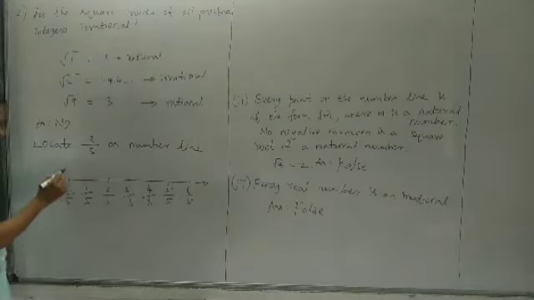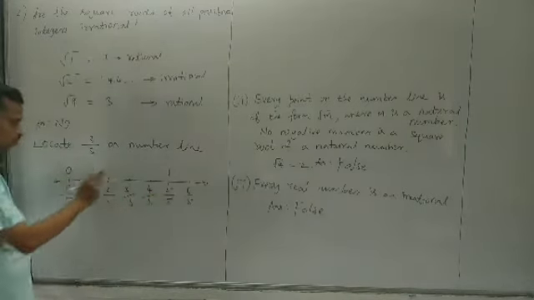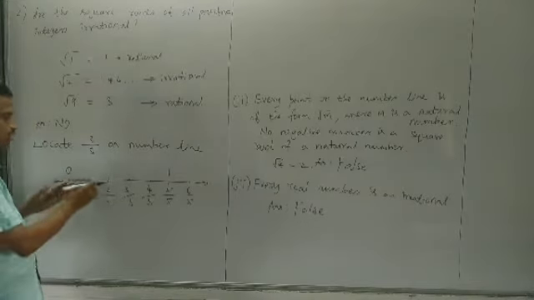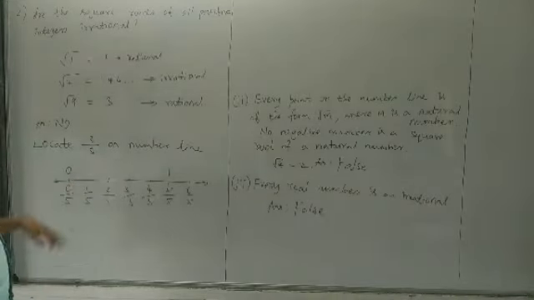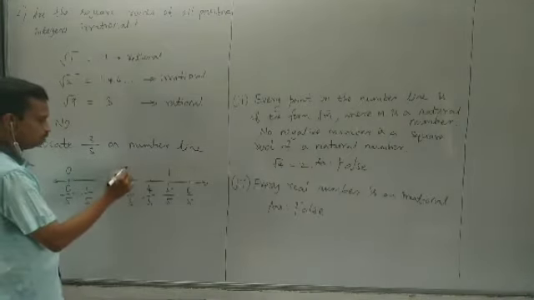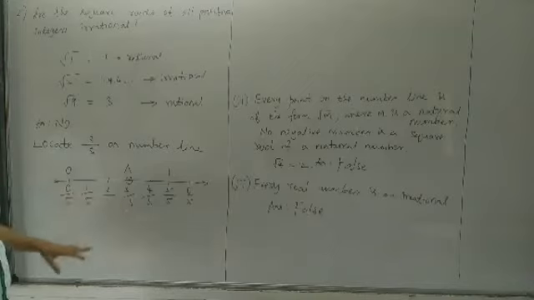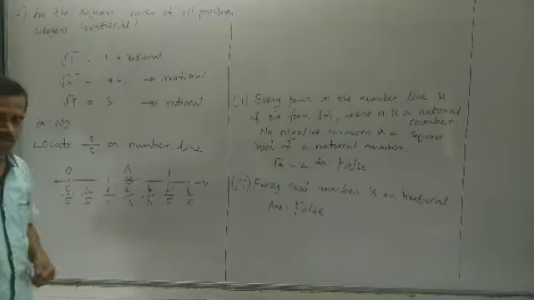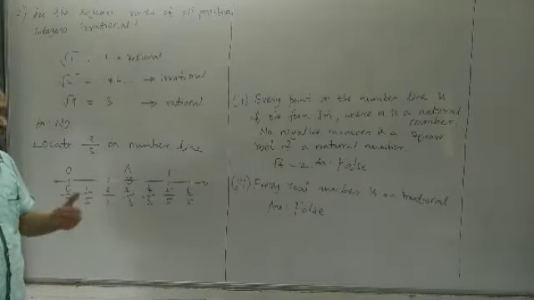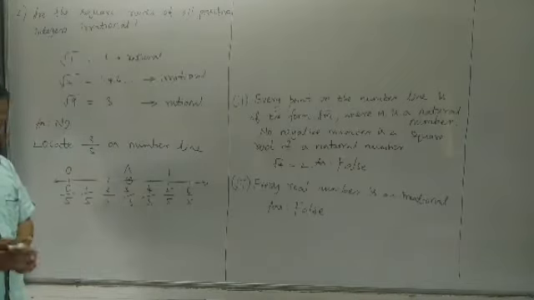Now 0 by 5 is what? 0. And 5 by 5 is what? 1. So between 0 and 1, we have made 5 equal parts. And the question is to locate 3 by 5. Where is it? Here. Let it be A. So this point A on the number line represents 3 by 5. This is the way to locate the given rational number, which you already studied in 8th standard. But now we will move to 9th standard, that is locating the square root of a positive number.